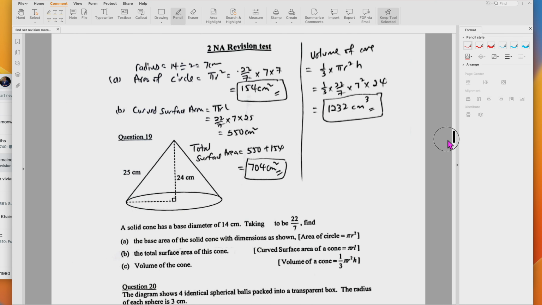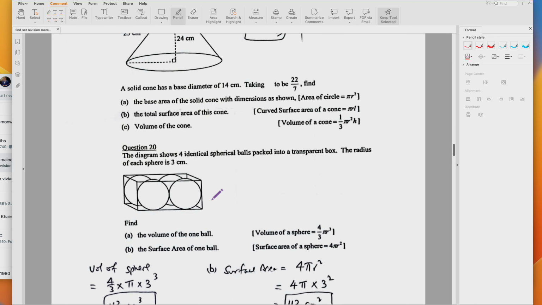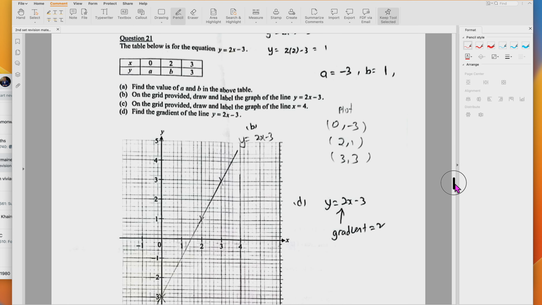Okay. So you also need to learn about cone. Pyramid. Cone. This is a cone. Oh, so you need to learn cone, you need to learn pyramid, you need to learn ball also. I think sphere. Yeah, sphere is a ball. Yeah. Okay. Never mind. Let's do this question first.